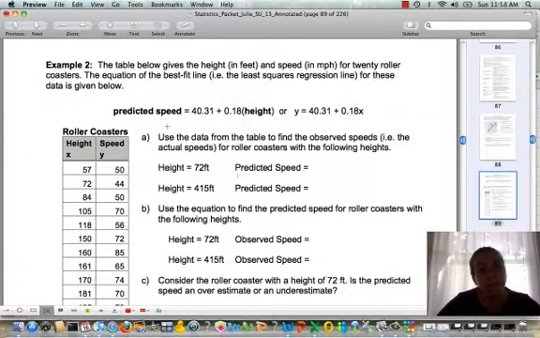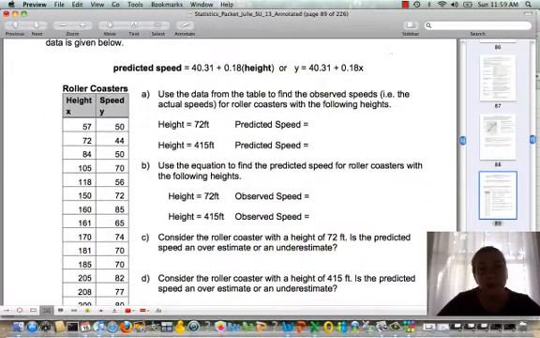The equation of the best fit line, otherwise known as the least squares regression line, is provided right here. So you can type it up as predicted speed, which is our output, or our response variable, equals 40.31 plus 0.18 times the height, which is our explanatory variable. Or you could do it in y equals 40.31 plus 0.18x form. In the OLI software, you'll see they use words instead of x and y, which makes it maybe nicer to follow, but you can always replace the explanatory variable with x and the response variable with y.